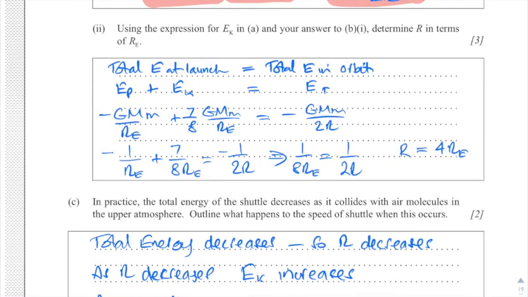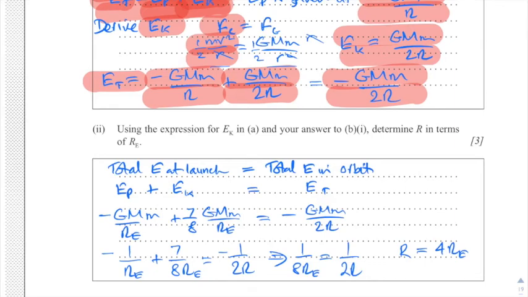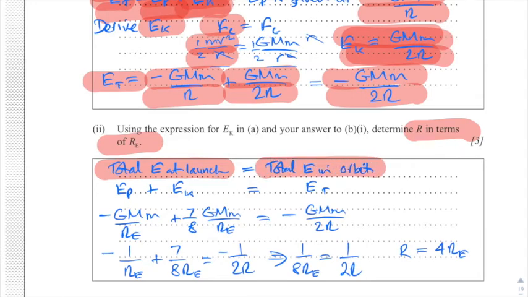Right, part 2. It says using the expression for EK in part A, so that derived expression that we got here, then I want you to determine a general value of the radius in terms of RE. This is quite a tricky question. The way of doing it is to think of energy equaling energy. So I've gone for the total energy at the launch here. That must be equal to the total energy that you got in the orbit. So we already know the total energy in the orbit. We just derived that expression there. So slip that in here. That's our total energy in the orbit.